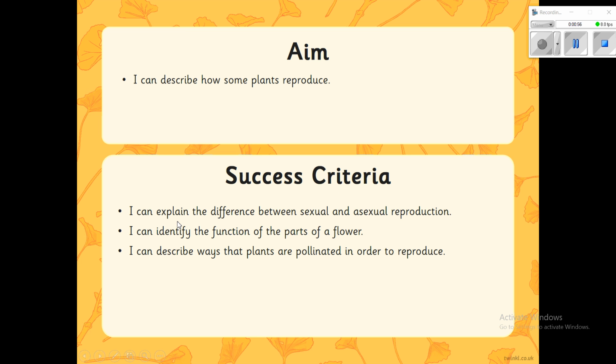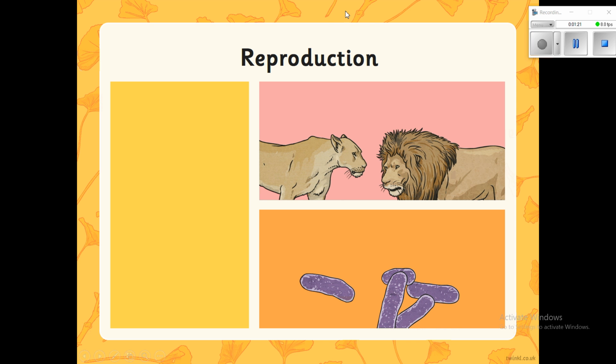Our success criteria is that I can explain the difference between sexual and asexual reproduction, which you will be able to do by the end of the lesson. You will be able to identify the function of the parts of a flower, so you're going to be able to name all the different parts of a flower, and describe the ways in which plants are pollinated in order to reproduce. The bottom one and the top one are the two we're really going to be focusing on in particular today. Focusing first of all on reproduction, like I've mentioned before.